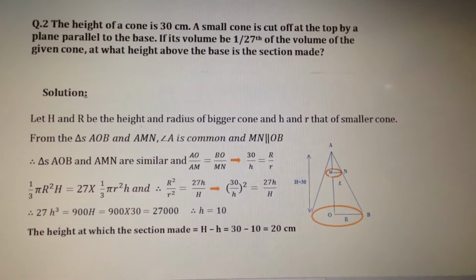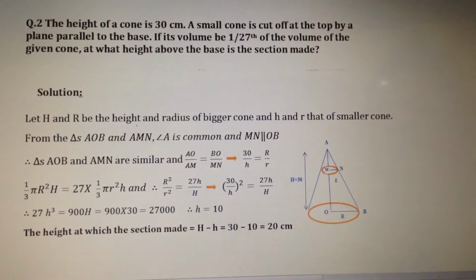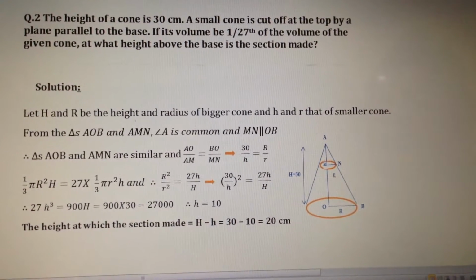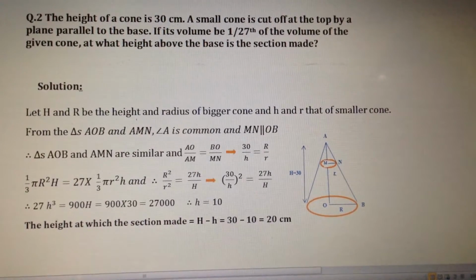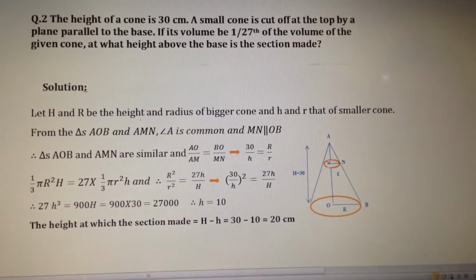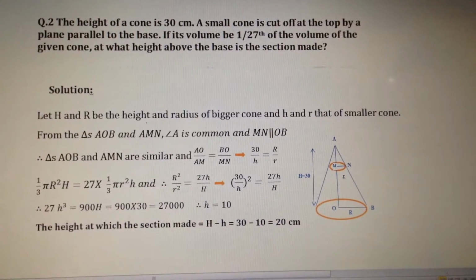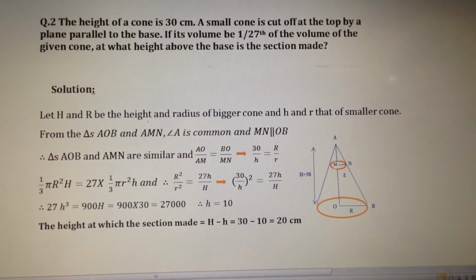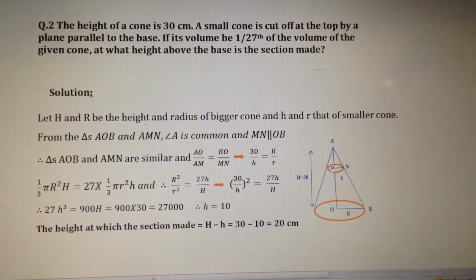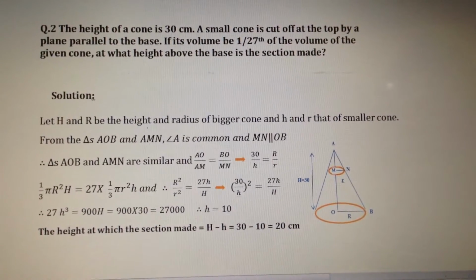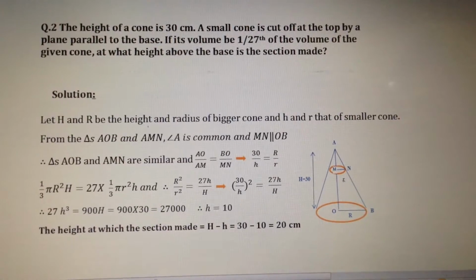Next question. The height of a cone is 30 centimeters. A small cone is cut off at the top by a plane parallel to the base. If its volume be 1/27th of the volume of the given cone, at what height above the base is the section made? Okay, let us see the solution.